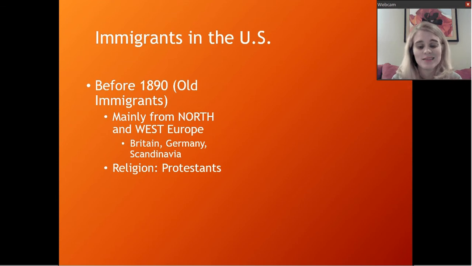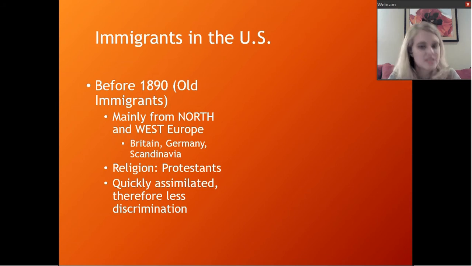Most of the people who are coming at this time are Protestants, like most of the United States. They are, at least from Britain, English speakers, right? A lot of these people are able to assimilate into the U.S. pretty quickly. So remember, assimilation means that they are able to become part of American culture. They learn the language quickly. The religion is similar. Their values are similar. They're very similar to a lot of the very first immigrants. So there's not a lot of discrimination against these old immigrants because they're a lot like Americans, right? There's not a whole lot of difference between British people and American people in this time period.